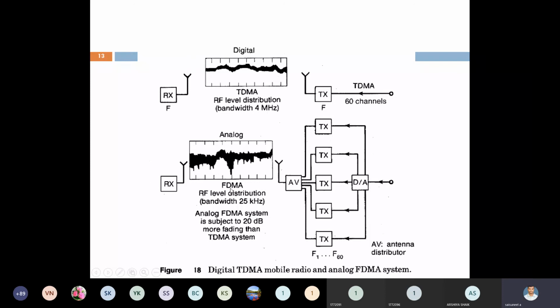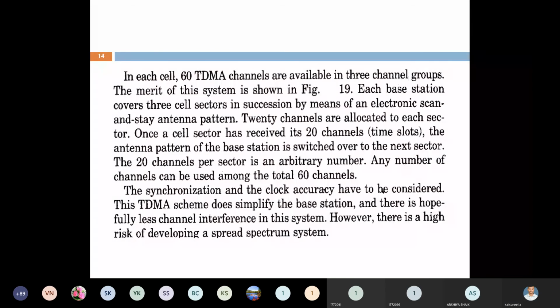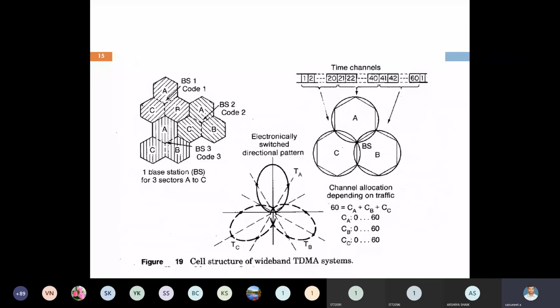See these two figures. What is the practical difference between these two figures of TDMA and FDMA? In TDMA, a single transmitter is there for all customers. For FDMA, the number of customers equals the number of transmitters. And FDMA supports analog system. Right. See this one.